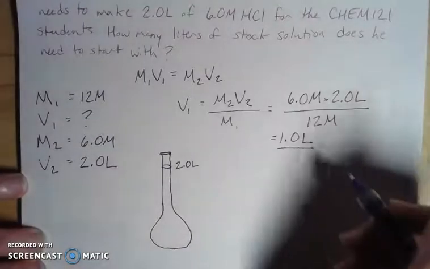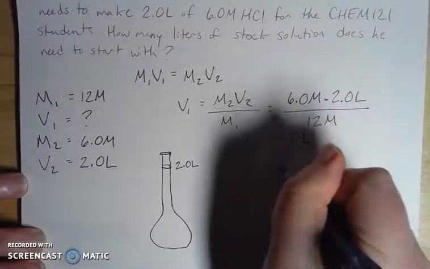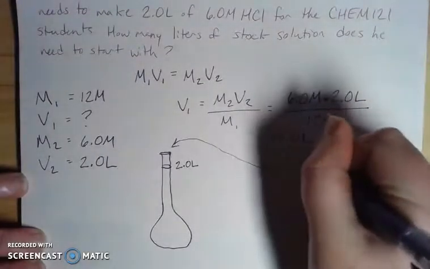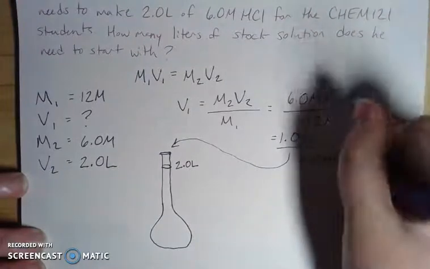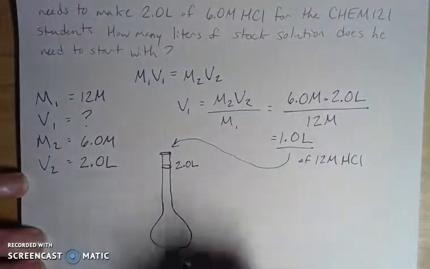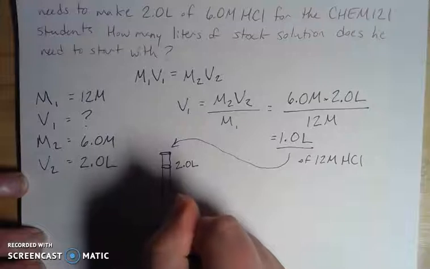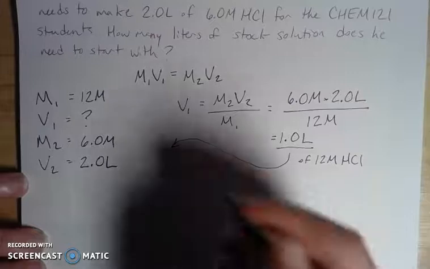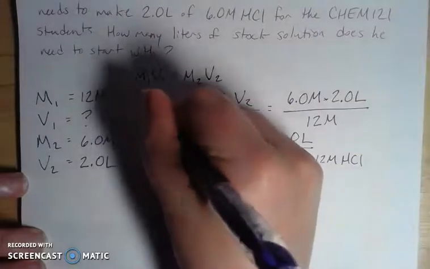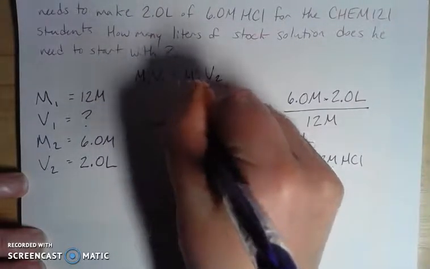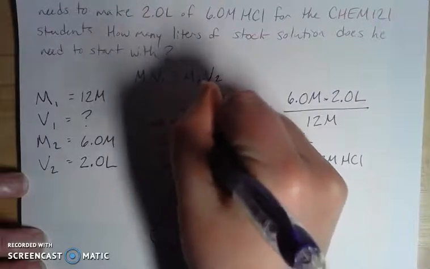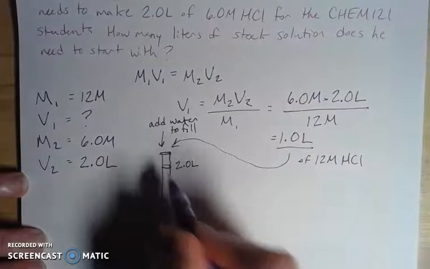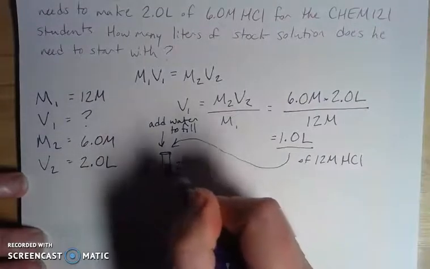So if our lab tech was making a 6 molar solution using that 12 molar stock solution, we would take that 1 liter of stock solution and put it in our volumetric flask. So we take 1 liter of the 12 molar HCl, and then we put it in there. And so you have the 1 liter worth, and there's your 12 molar HCl. Now you're going to add water to this, to that line. So you're going to fill it to that line so that the meniscus is right on that line.